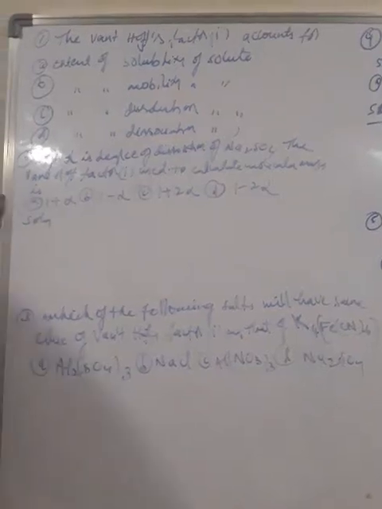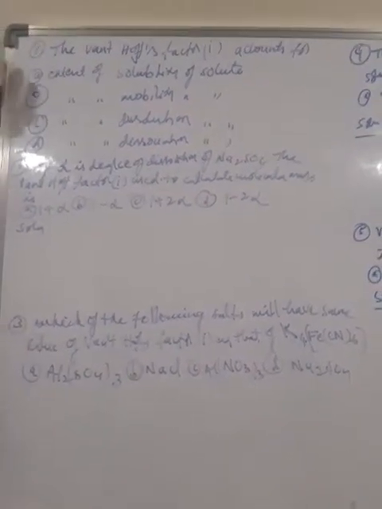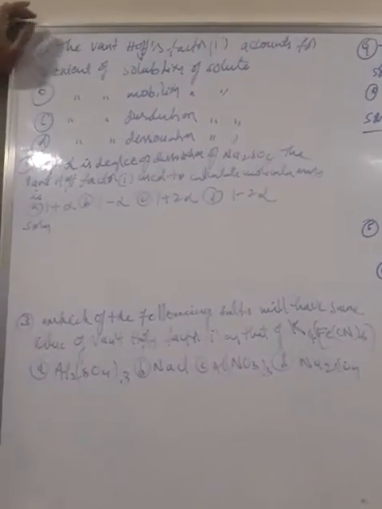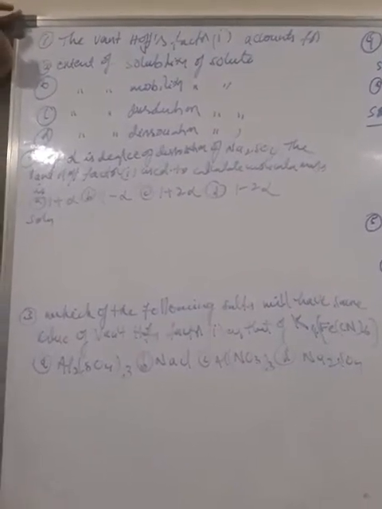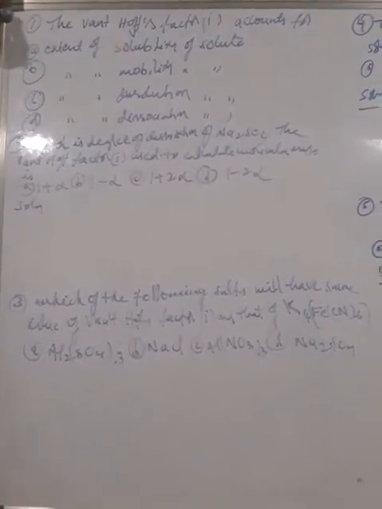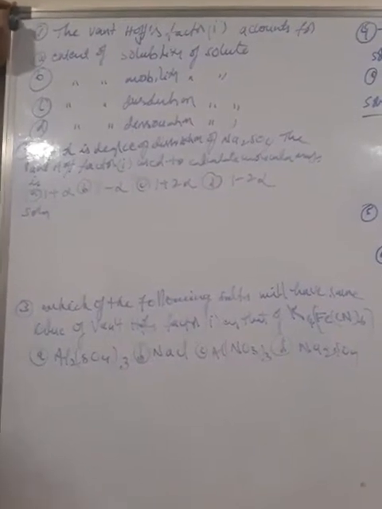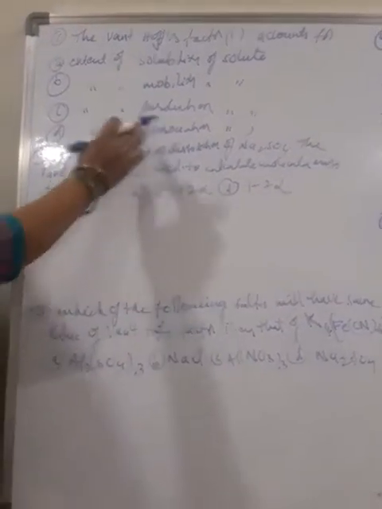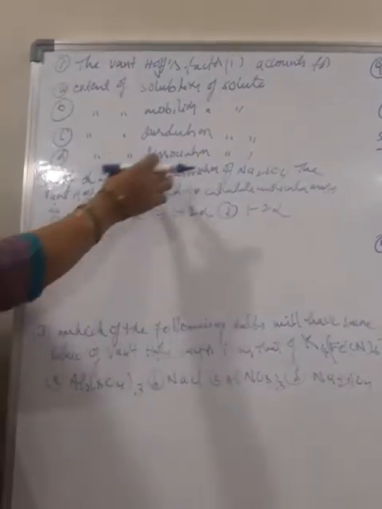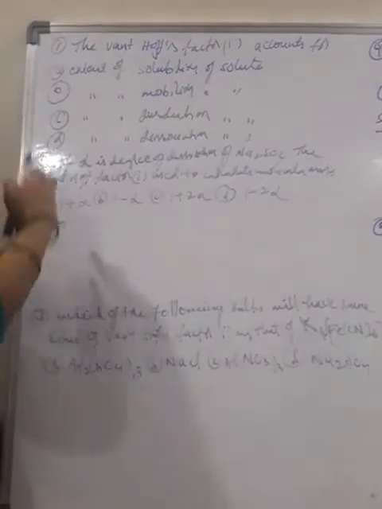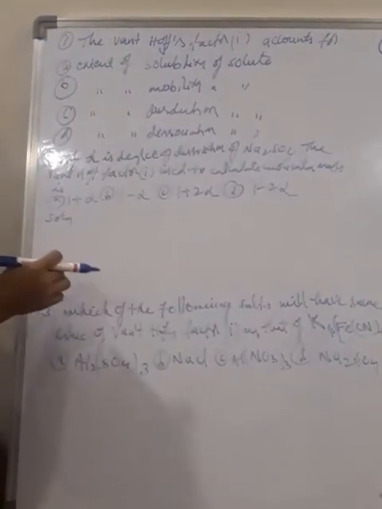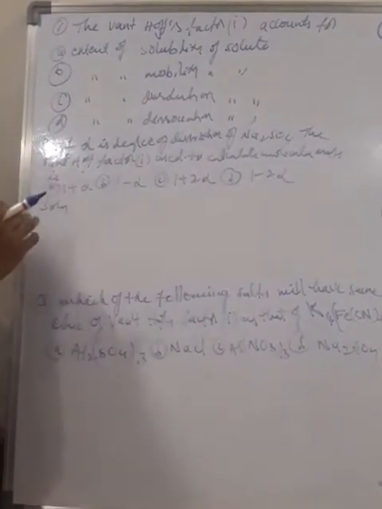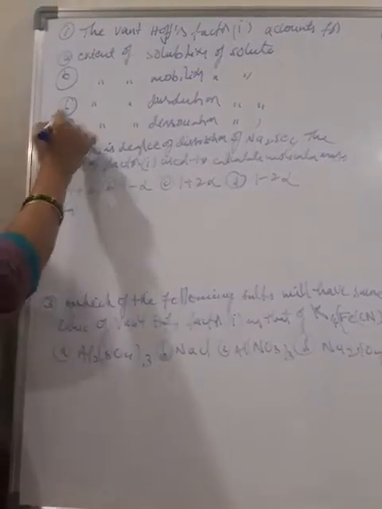Some objective bits related to this topic. Here, first one, the Van't Hoff factor accounts for extent of solubility of solute, extent of mobility of solute, extent of dissolution of solute, and extent of dissociation of solute. Generally, Van't Hoff factor is applicable for dissociation and association reactions. Dissociation of the solute and association of the solute. So this is the correct option.